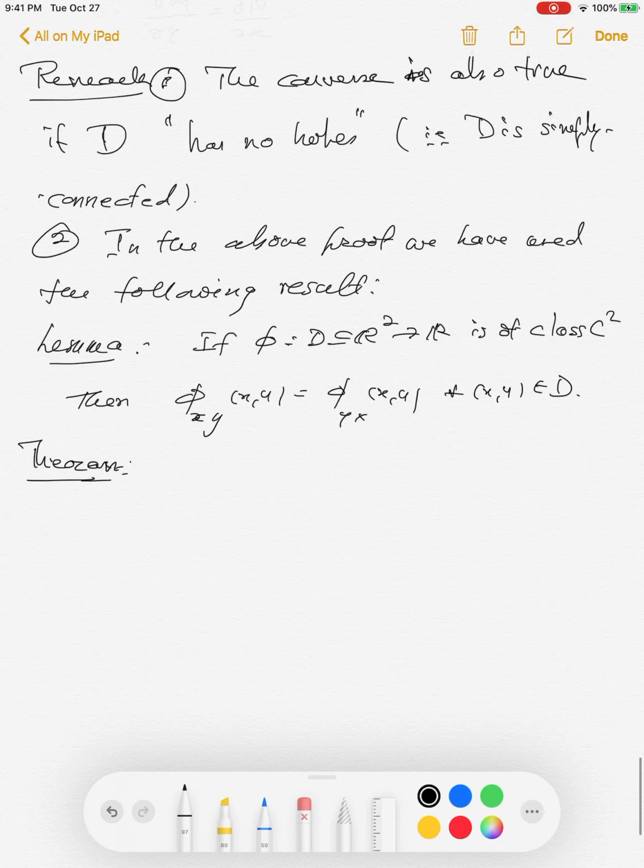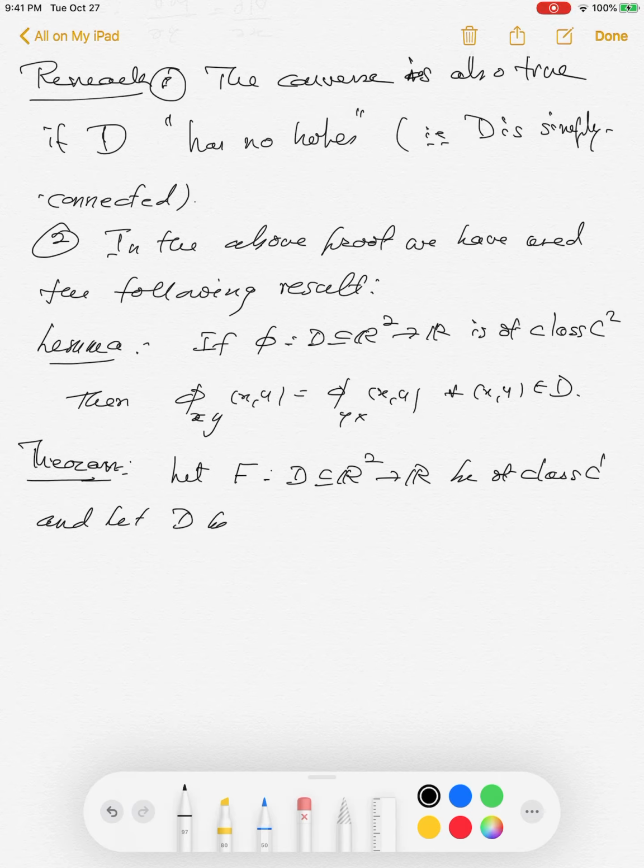And so now comes the theorem which I mentioned in the first part of the remark. So let us take a vector field F on D, which is a subset of R2, with values in R2, be of class C1.